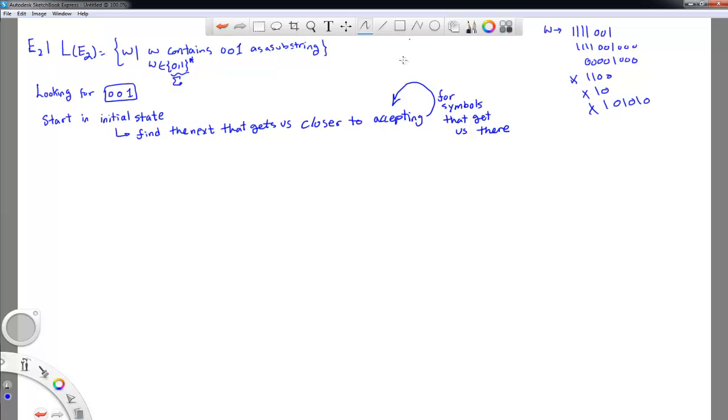So we start in the start state, and this state represents none of the symbols seen so far. We haven't seen any of the symbols that we were looking for. However, in this state, if we see a 0, then we go to a state that represents that we have seen a 0. So that's the zero that I was looking for.